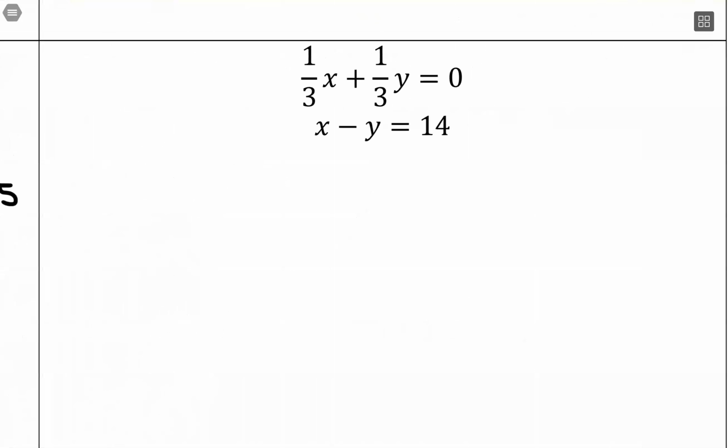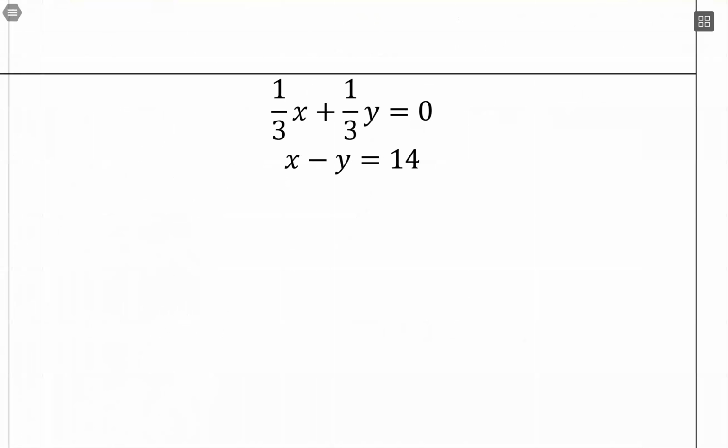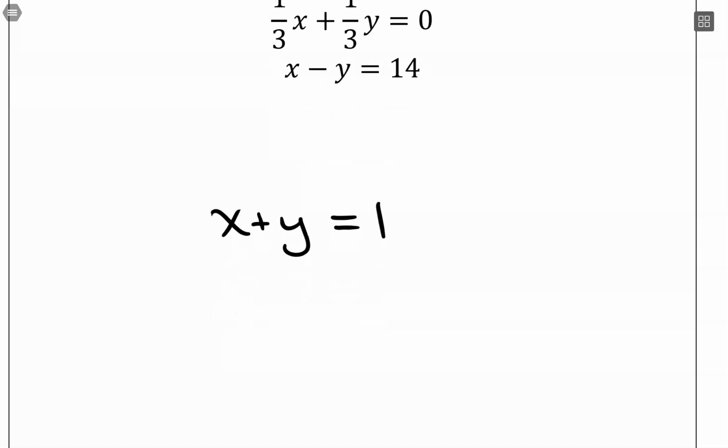Alright, our last one here has a little twist to it with fractions, but with these systems of equations, there's a really nice trick for getting rid of fractions. Basically, with linear equations, you can multiply by any number as long as you multiply everything in that equation. Meaning, if I have this x plus y equals 1, if I have the equation 2x plus 2y equals 2, those are the same exact equation.